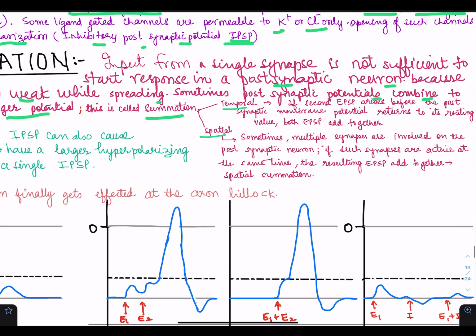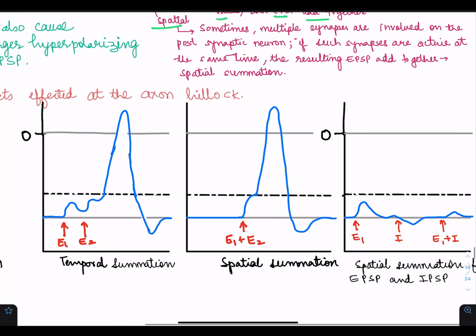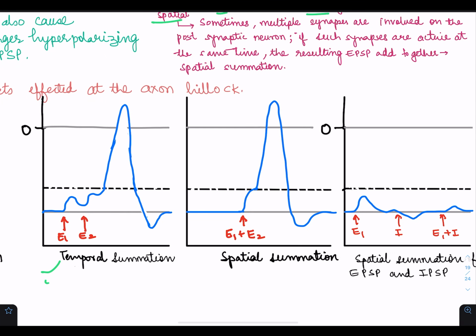What is temporal summation? If a second EPSP arises before the postsynaptic membrane potential returns to its resting value, both EPSPs add together. Let us have a look at the graph. This is temporal summation. This is E1, this is E2, and this is the action potential.